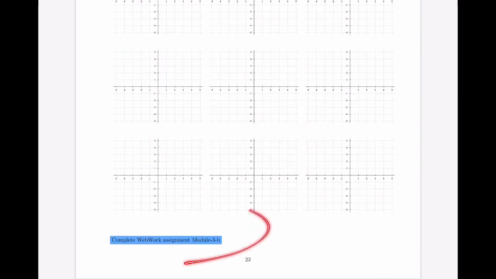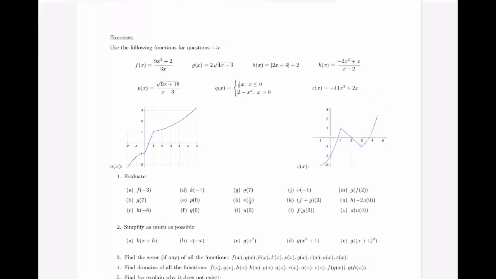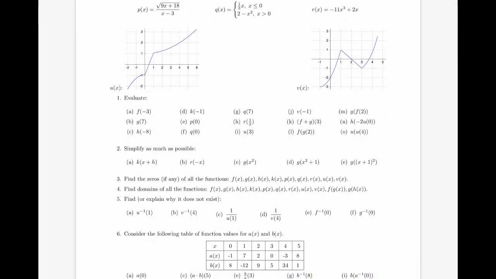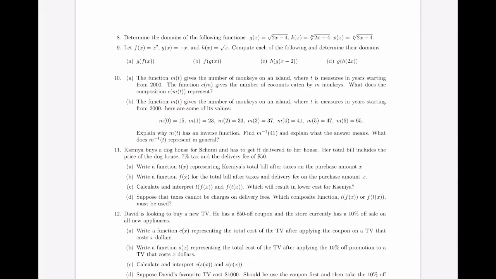After this, please take a look at WebWork Assignment Module 3B for all kinds of practice when it comes to functions. Function notation as given to you by the formula, from the graph, or from the table of values. The exercises at the end of this section are also extremely useful to practice fluency between different types of function representations, including analytic, graphical, and verbal, that are all going to appear again in calculus.